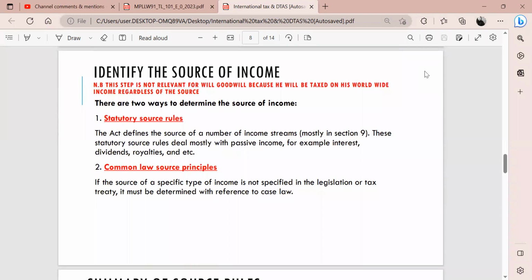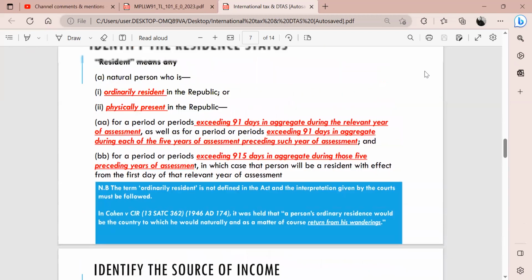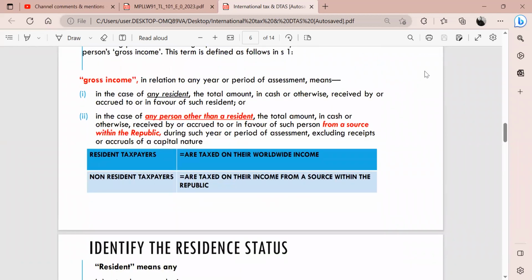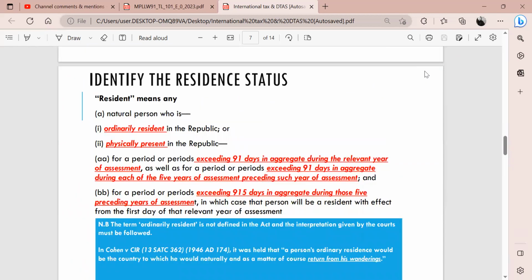Number 2, after identifying the resident status of the taxpayer, now we need to identify the source of their income. And perhaps let's go back to step number 1 to identify the resident status of Will Goodwill. Is Will Goodwill a resident or a non-resident for income tax purposes? And in my opinion, Will Goodwill was or is ordinarily resident in the Republic, and that makes him a resident of the Republic.